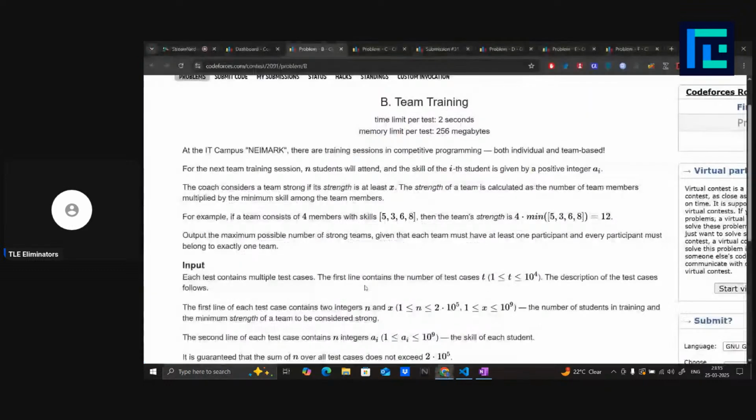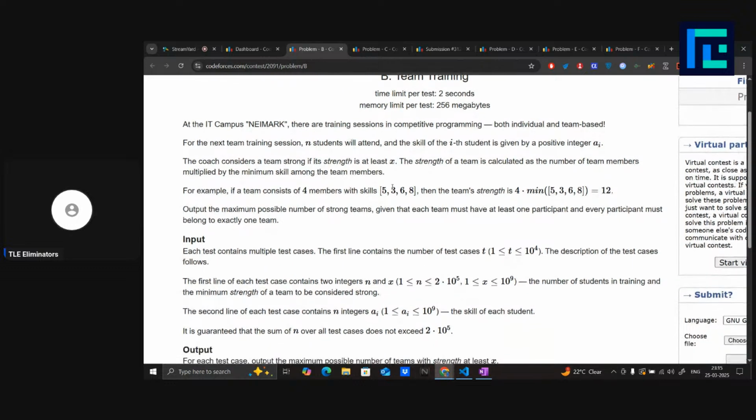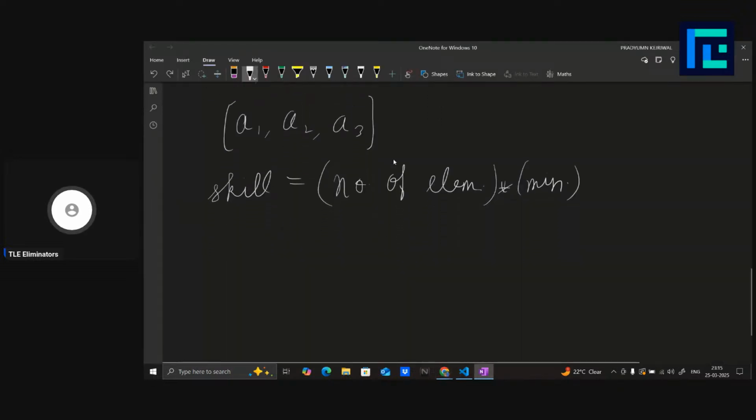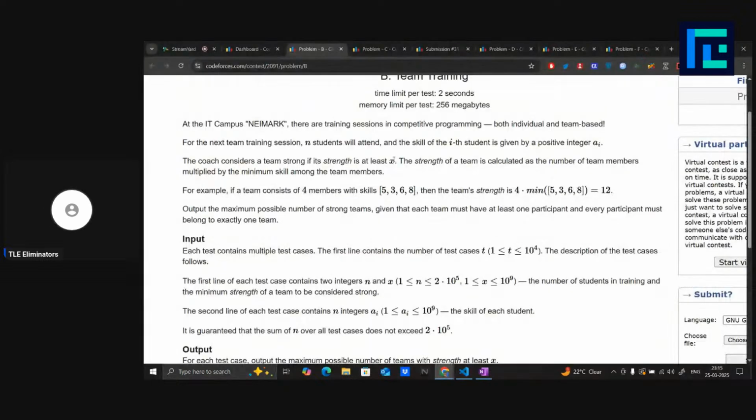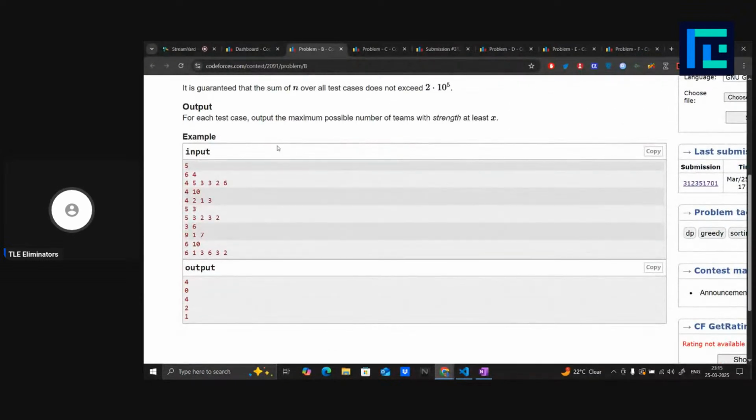And what they say is that they have given an integer x in the input, and if the strength of the team is at least x, then that team is called strong. Okay. So if the skill is greater than or equal to x, then we call that team strong. So we have to make the maximum number of teams given the n students' skills.